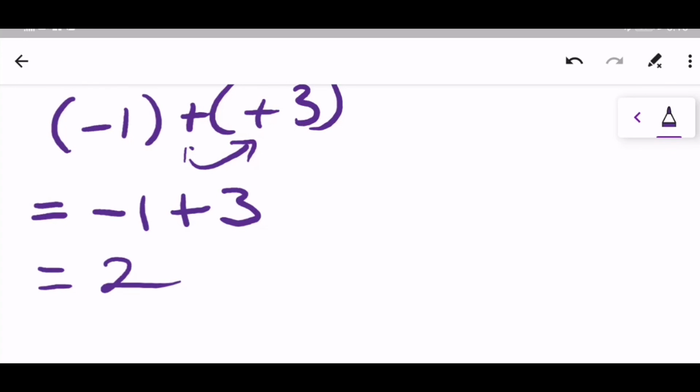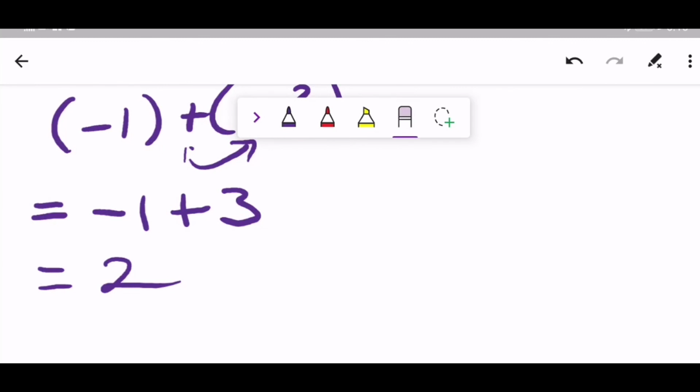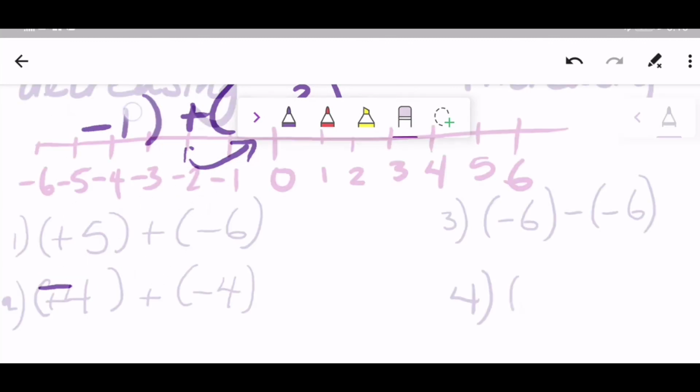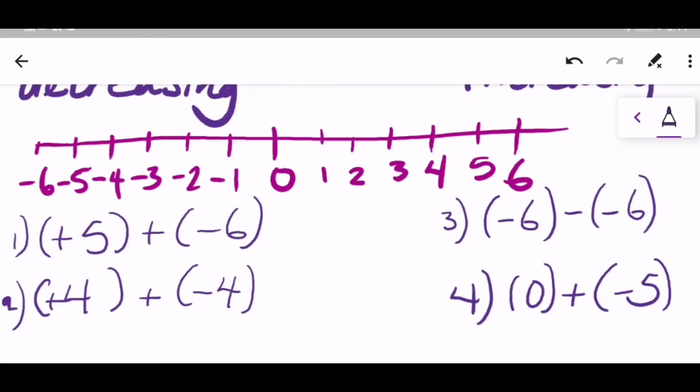And that's basically it. I'm going to give you some to try now, and you can use the number line to assist you. I want you to work these out. Pause the video, and then we're going to work them out together.